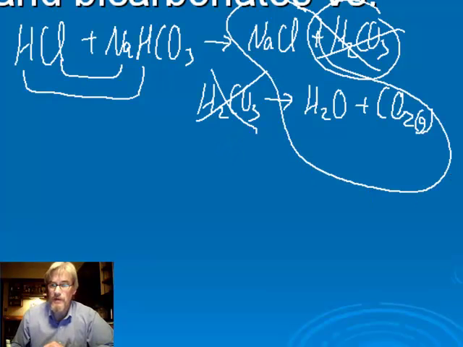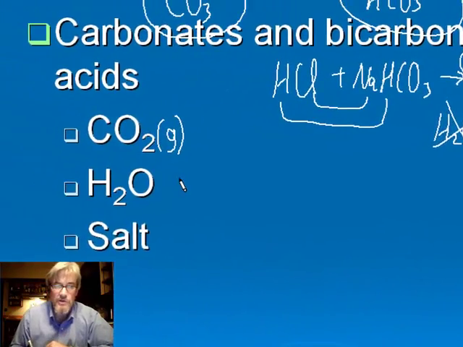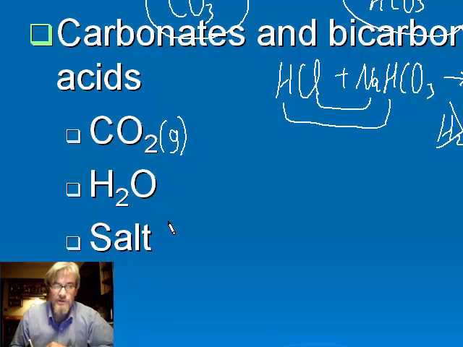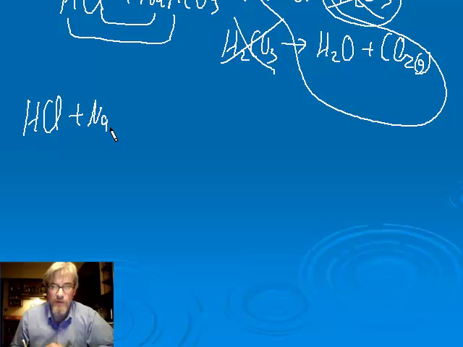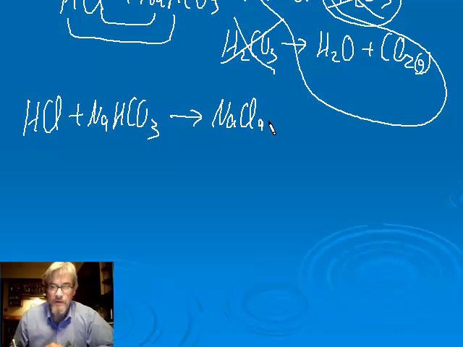So the consistent products of a carbonate or bicarbonate with an acid is CO2 gas, H2O, liquid water, and then a salt. And that salt is always going to be the anion from the acid with the cation from the carbonate or bicarbonate. So overall, the reaction that we were just looking at, we would write as HCl plus NaHCO3 reacting to form NaCl aqueous plus water plus CO2 gas.